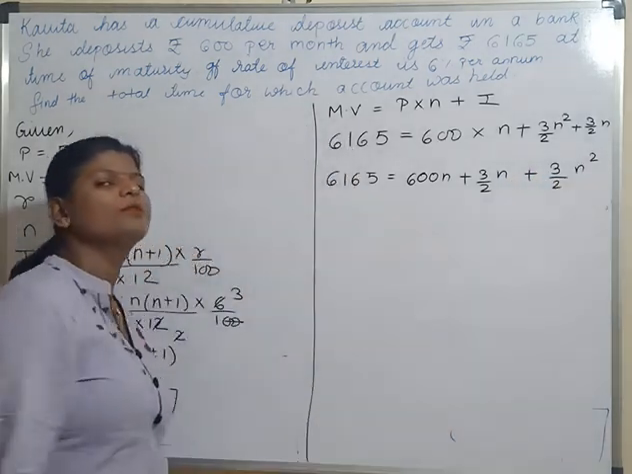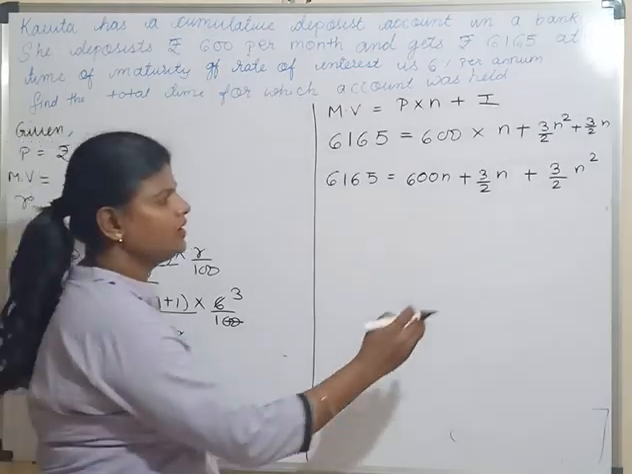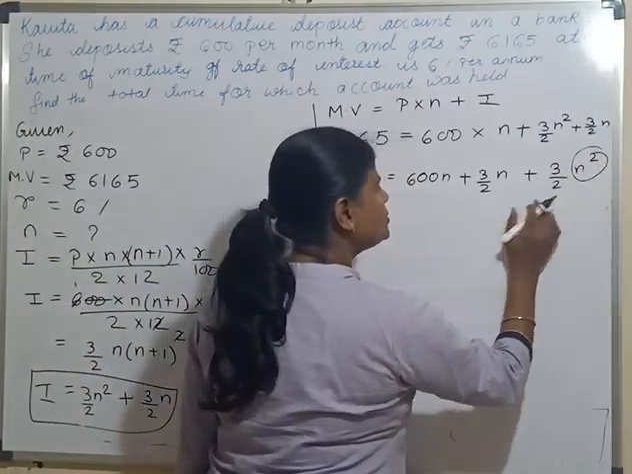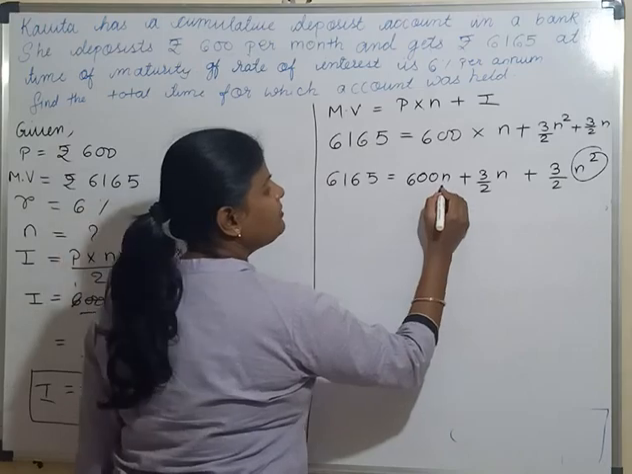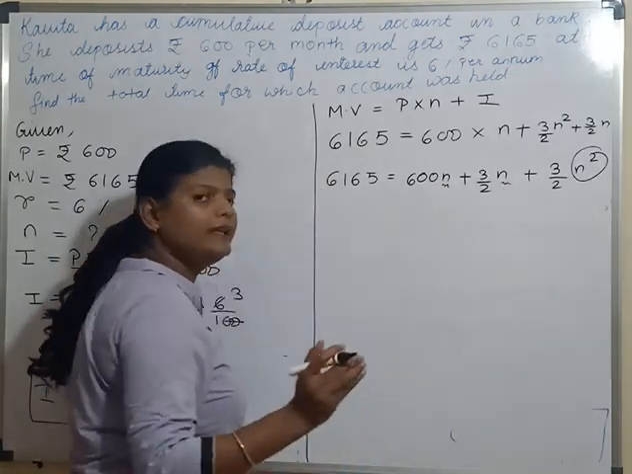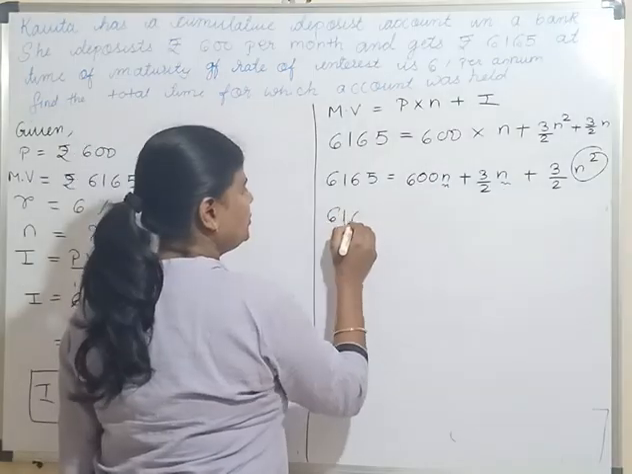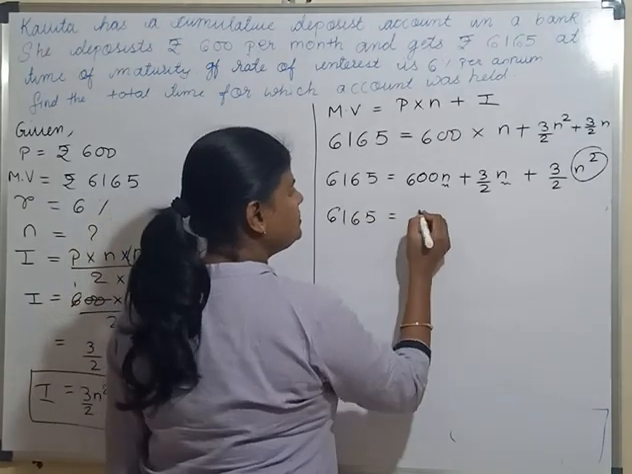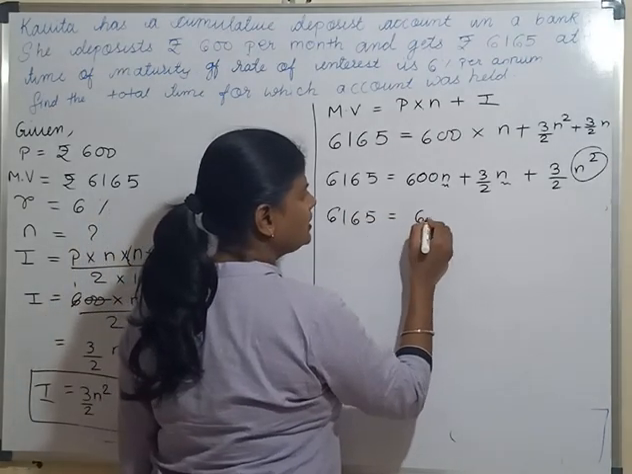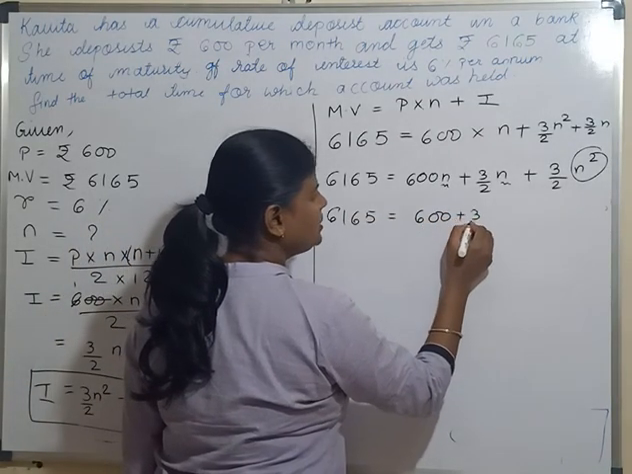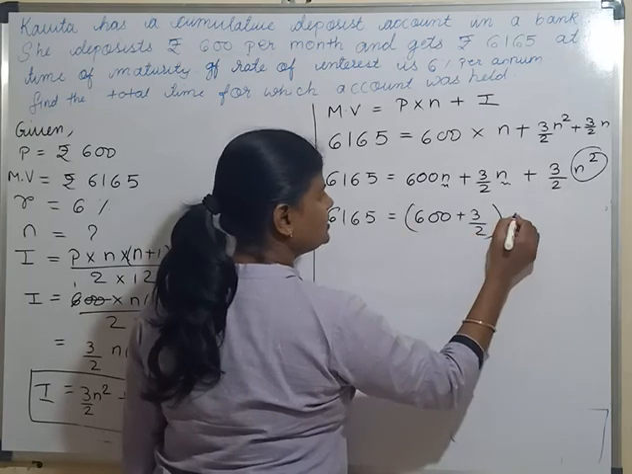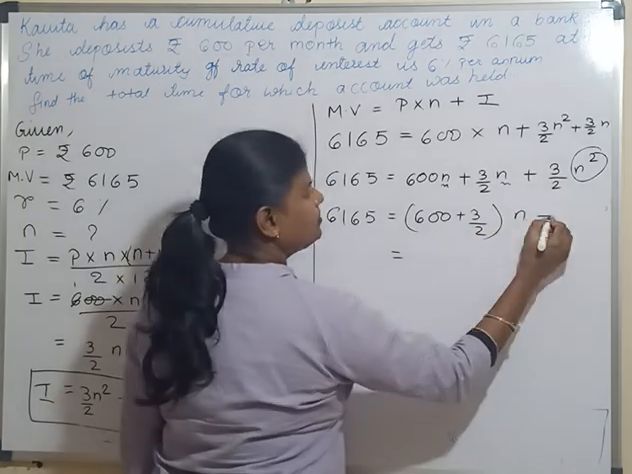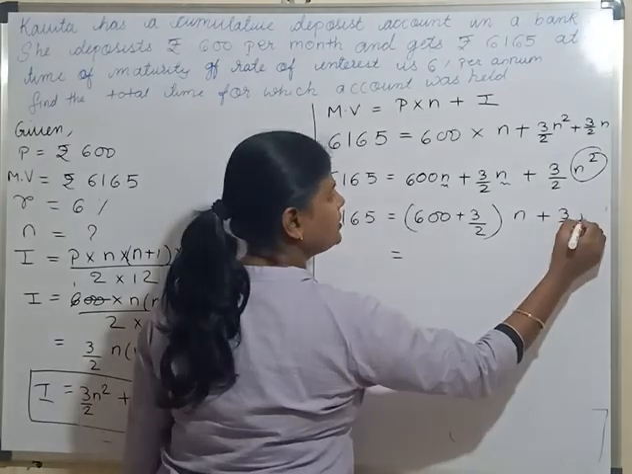Now look more clearly, here it is n square, so we cannot add it, but here there is n and n, so we can add them. n will be common, so 600 plus 3 upon 2, and here is your n, plus 3 upon 2 n square.